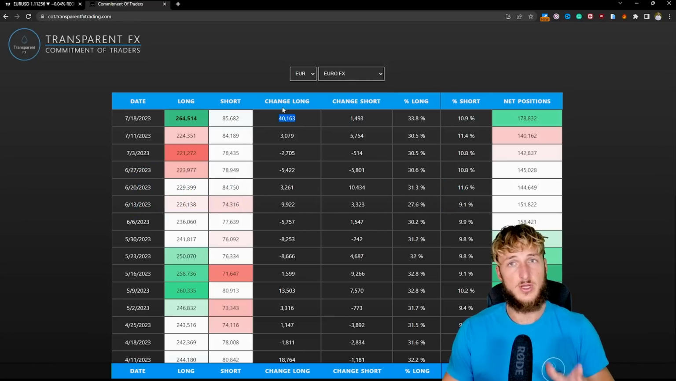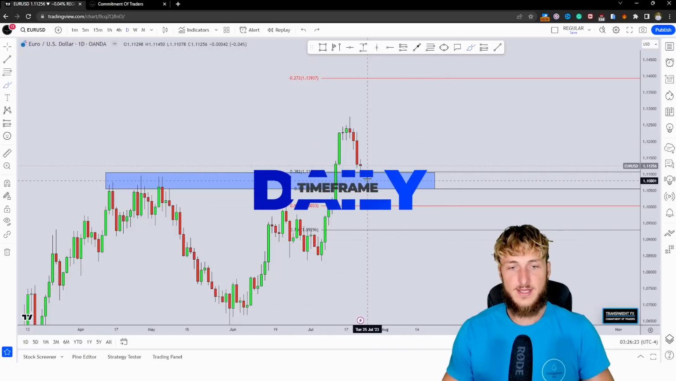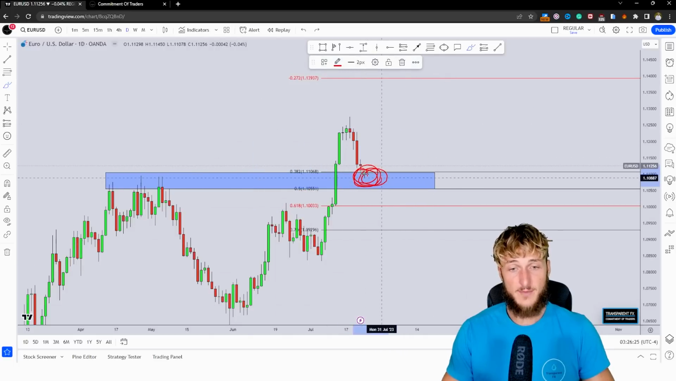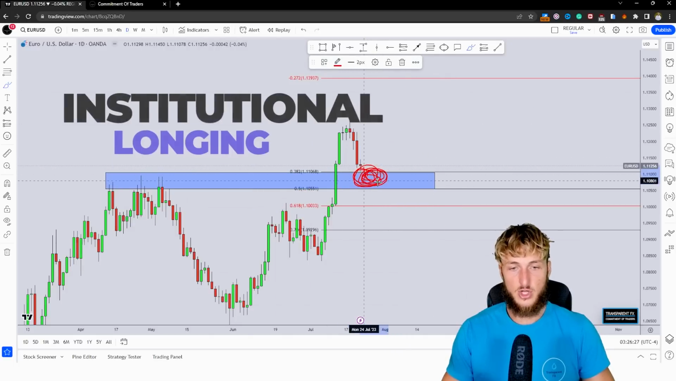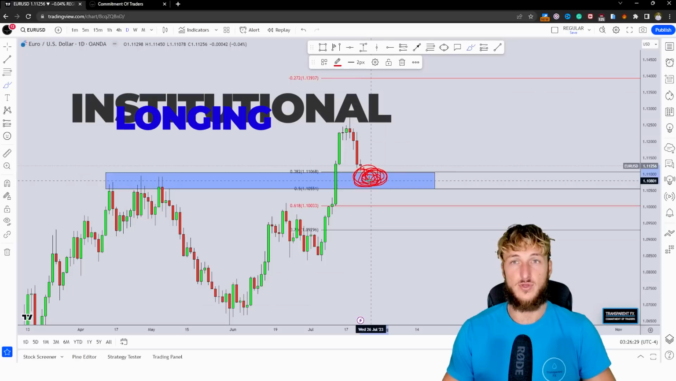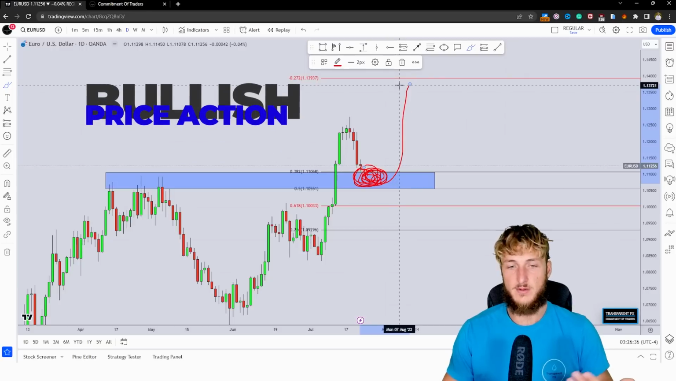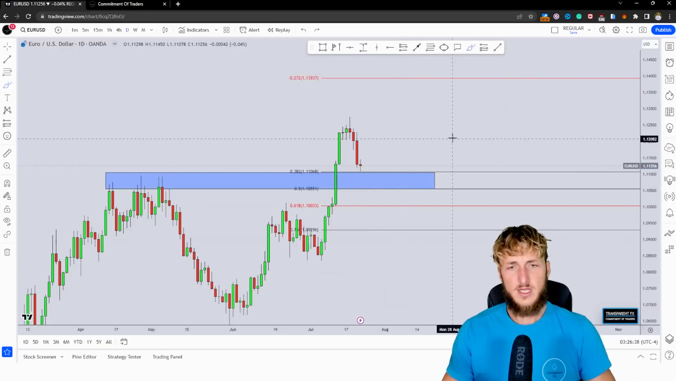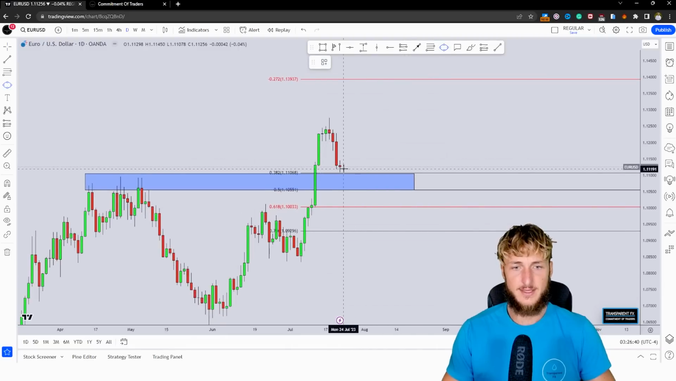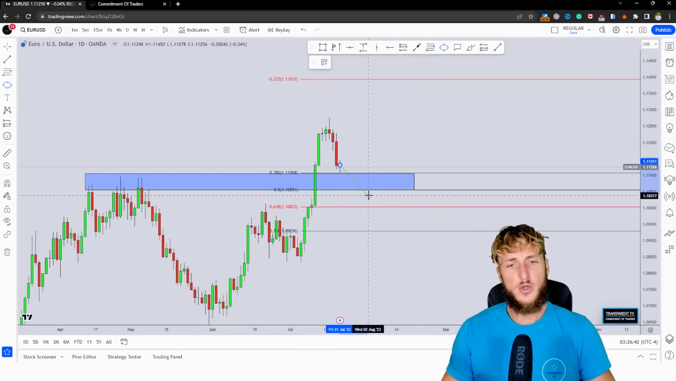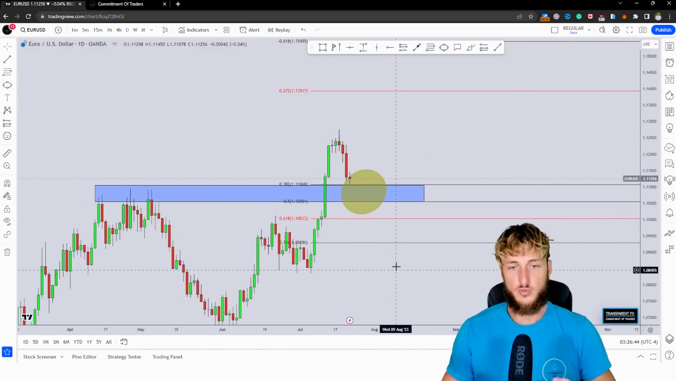So clearly, institutions are already starting to long inside of this area, and we could see more institutional longing inside of this confluence of support, at that point increasing the probabilities of seeing a potential rejection to the upside away from the area. So since institutions are clearly adding longs inside of this zone, we could be approaching a potential move higher.